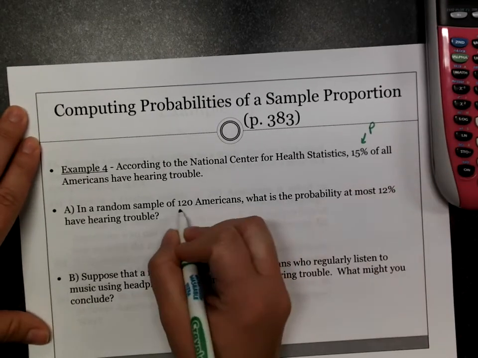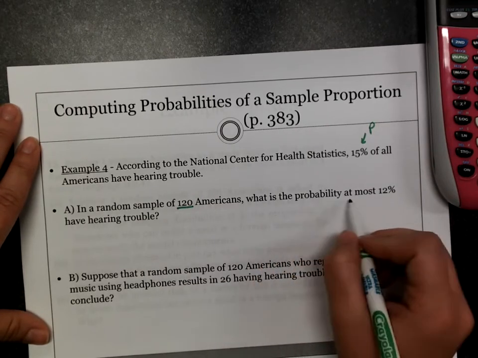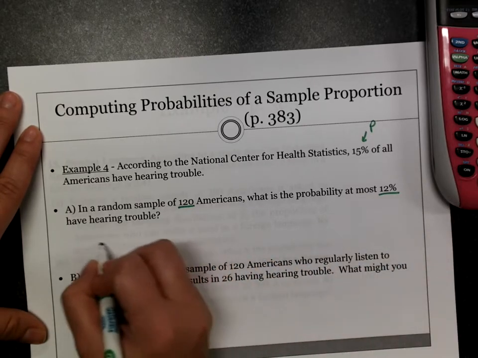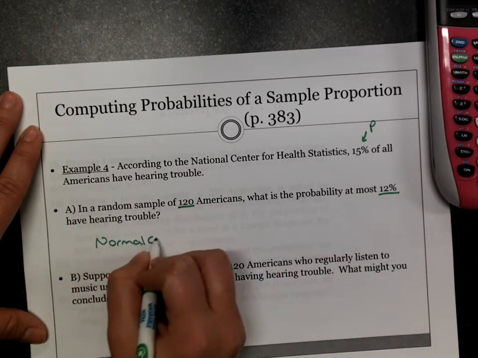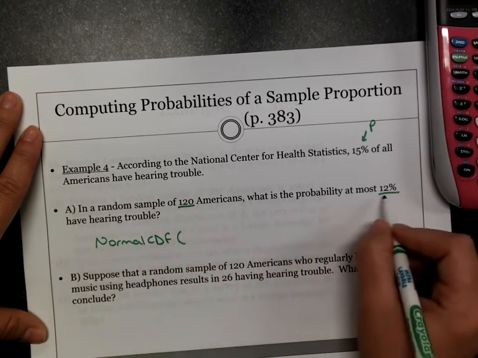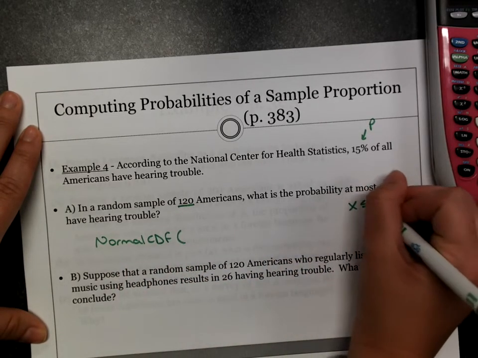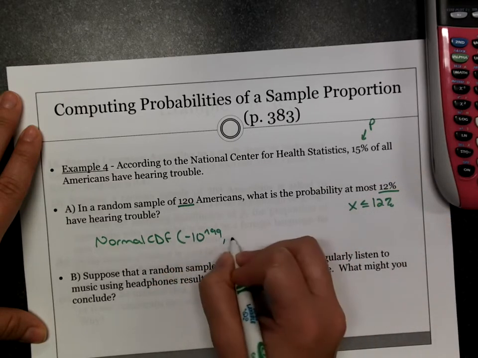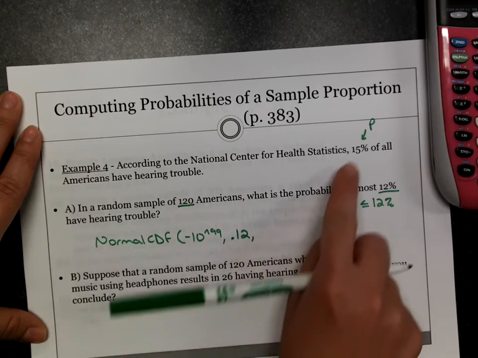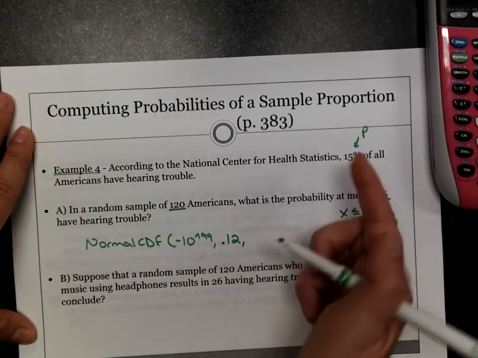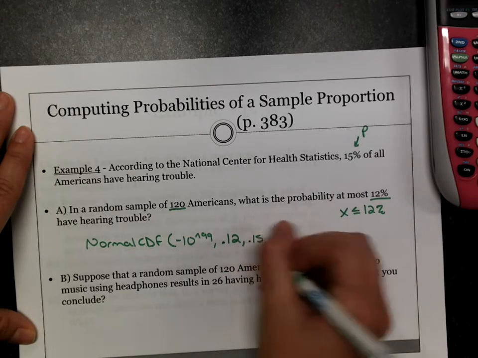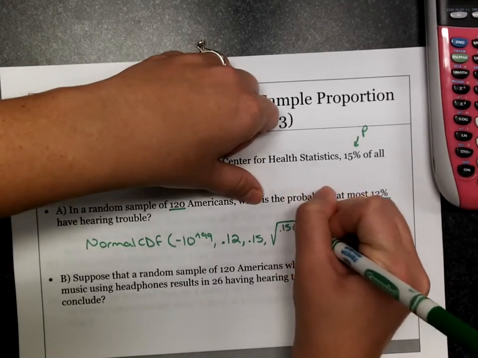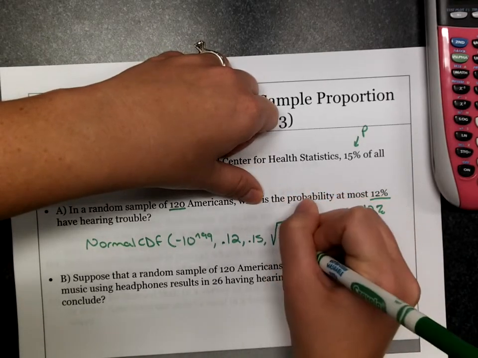In a random sample of 120 Americans, what is the probability that at most 12% have hearing trouble? So we're going to jump straight to normal CDF. At most 12%, so less than or equal to 12%. That's going to be negative infinity to 0.12. So you always change your percentage to a decimal, 0.12. The mean is 0.15.